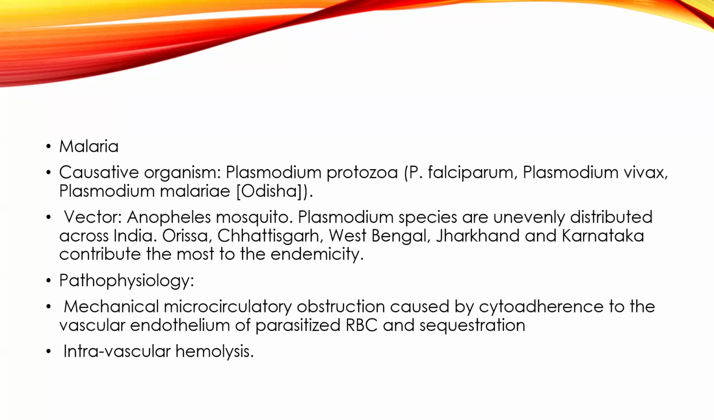Malaria is caused by the Plasmodium protozoa, transmitted by the Anopheles mosquito. Plasmodium species are unevenly distributed across India. Orissa, Chhattisgarh, West Bengal, Jharkhand, and Karnataka contribute the most to the endemicity.